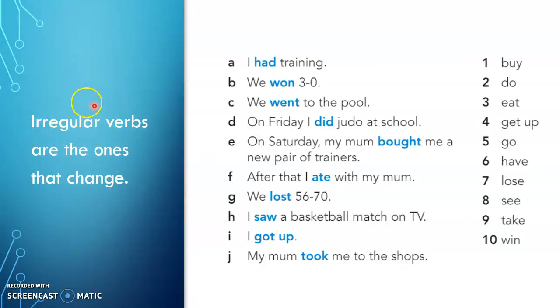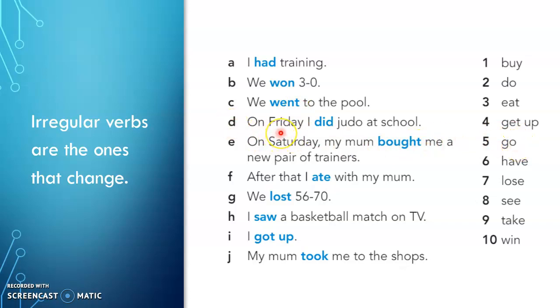So I also have irregular verbs. If you remember, irregular verbs are the verbs that change, that are different. For example, I had training. The past tense is had. The present tense is have. We won 3-0. Won. The present tense, win. We went to the pool. Went. The present tense, go.